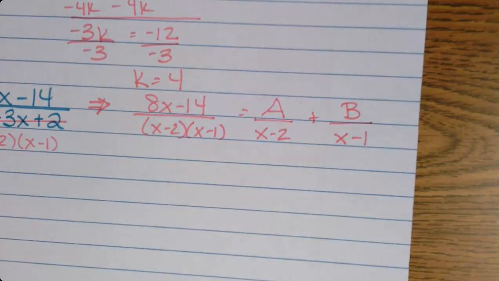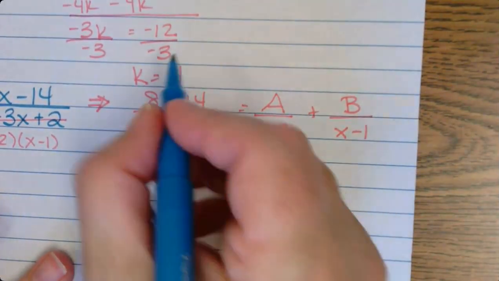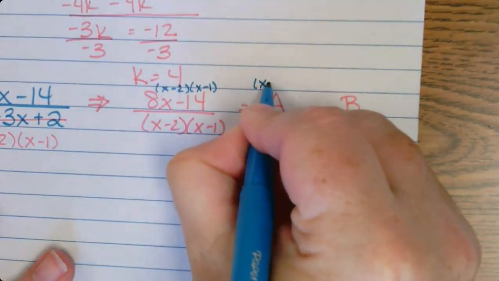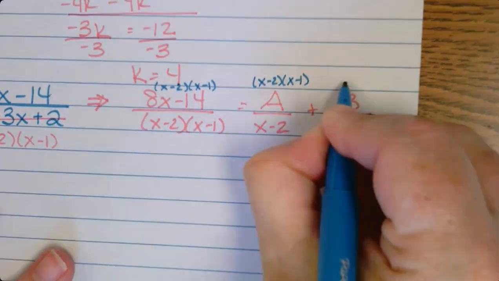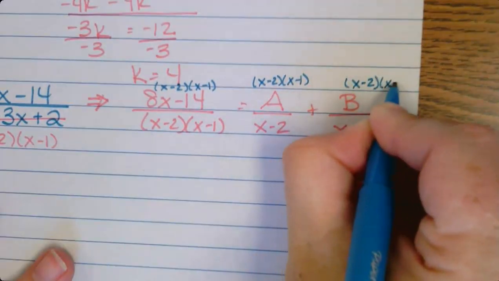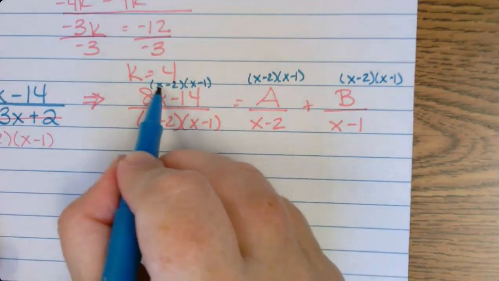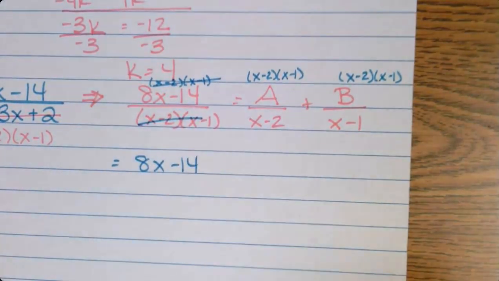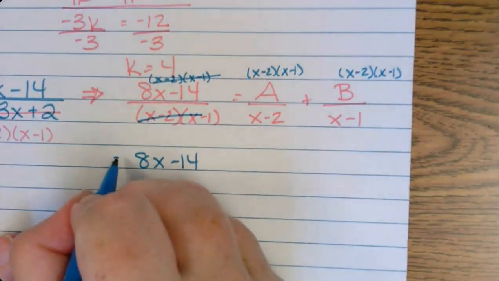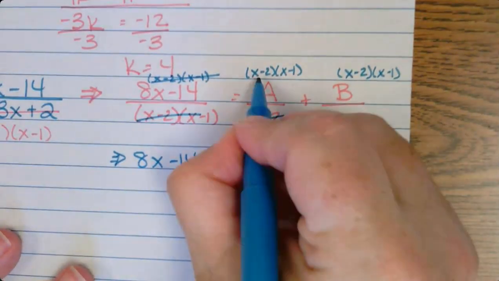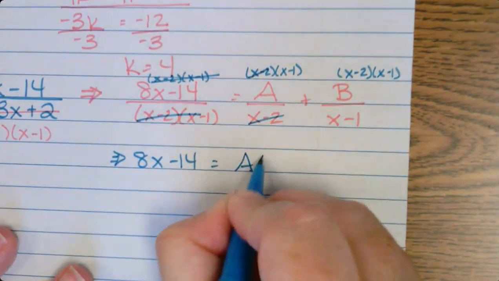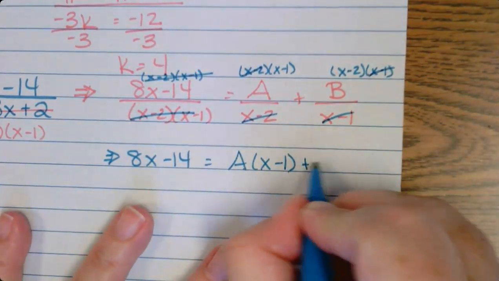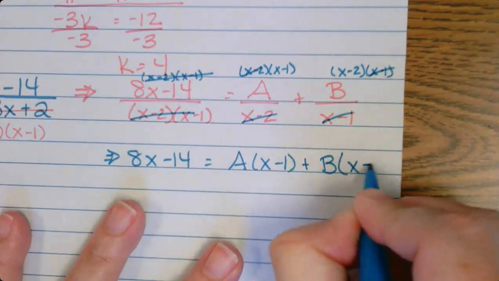I'm going to change colors so we can see. Here, please make sure you multiply by x minus 2 and x minus 1 to everything. So these cancel, so I'm left with 8x minus 14. The x minus 2's cancel, so I'm left with a times x minus 1. And x minus 1 here, so plus b times x minus 2.